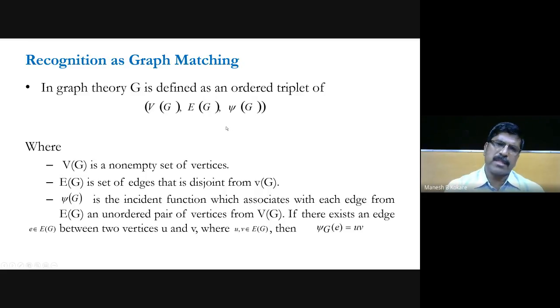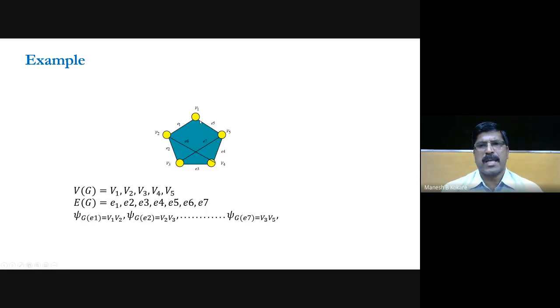Now we'll take one example and see how to find out this V of z, E of z, and psi of z from the graph. Suppose, for example, this kind of figure is there, a pentagon kind of figure. So this is the first node V1, second node V2, third node V3, fourth node V4, fifth node V5. Now between V1 and V2, there is an edge E1. E1 is nothing but the first edge, which is in between V1 and V2.